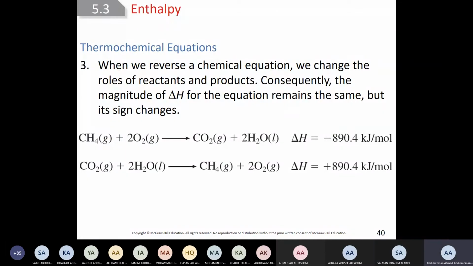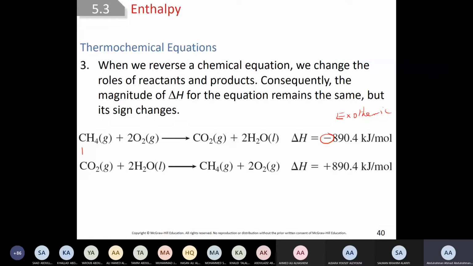Okay, I want you to read this reaction. CH4 plus O2 to give you CO2 plus 2H2O, delta H is minus 890. What do you understand? Its enthalpy is negative, so it is exothermic. Very good. That's the first information.